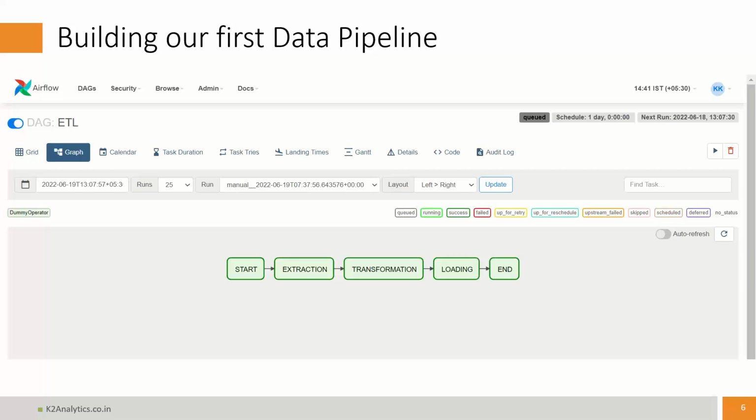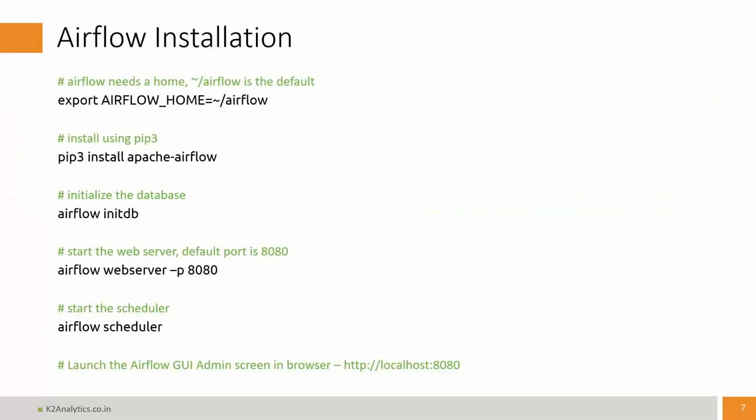So let's get started and quickly jump into building our first data pipeline. However, before you can build your first data pipeline, it is important that you have Apache Airflow installed. Apache Airflow can be easily installed on a Linux machine, such as the Ubuntu operating system. However, if you are using Windows, you will probably have to install it on Docker.